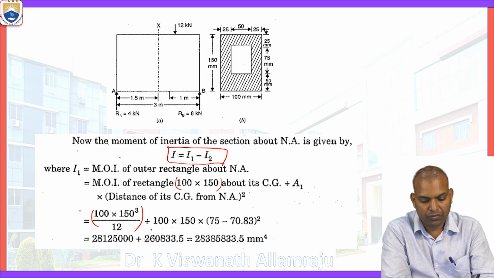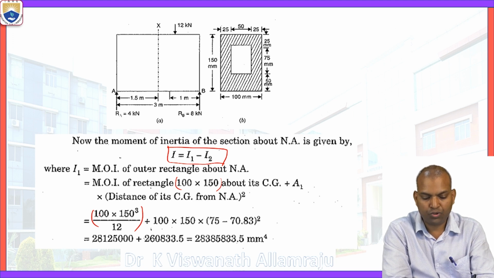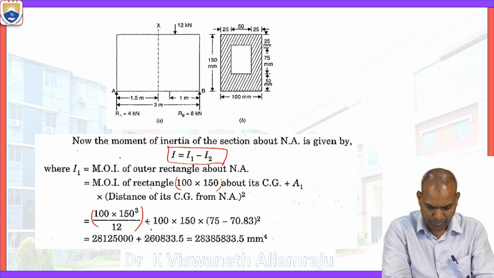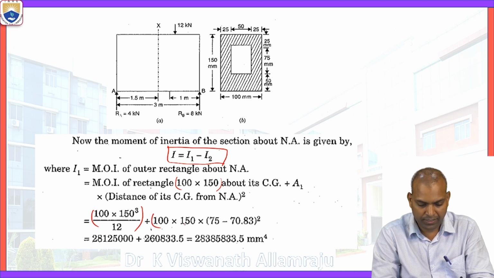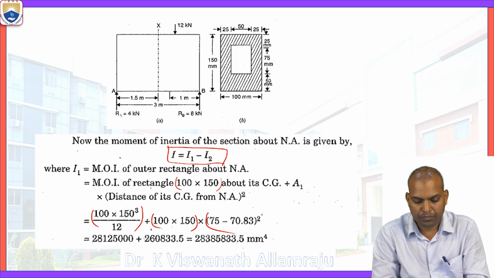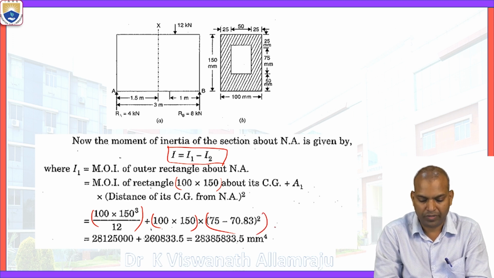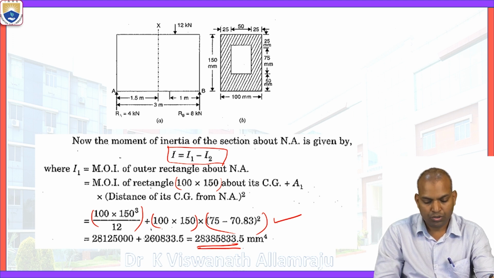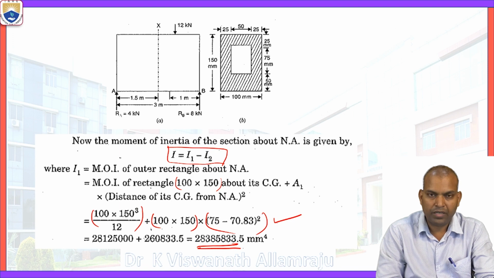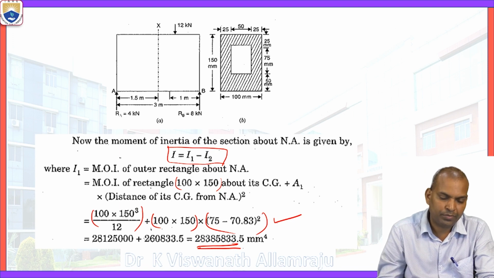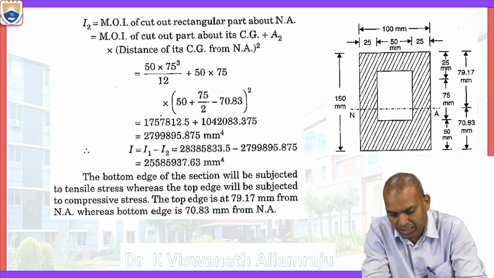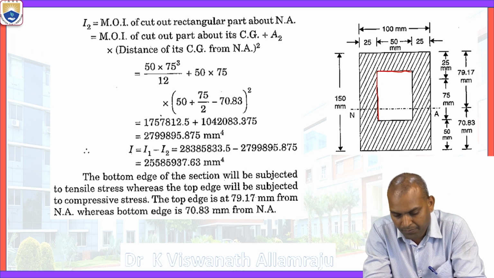What is 100 into 150 cubed by 12? That is BD cubed by 12 of the outer rectangle, plus area 100 into 150 times y bar minus y1 whole squared. Then the A1 value we know. The value of I1 is 28385833.5 millimeter to the power 4.